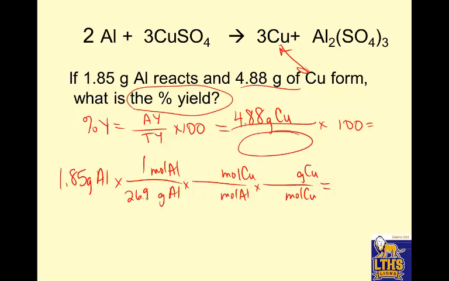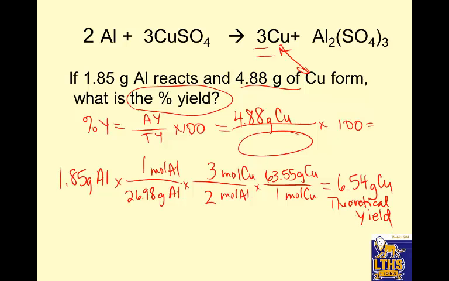1 mole, 26.98. If you said periodic table, you're right. Moles of aluminum to moles of copper holds 2 different kinds of moles. We use the coefficients, 3 and a 2. Okay, and then moles to grams, periodic table. All right, so we get 6.54 grams of copper. Now this is called a theoretical yield because we just did stoichiometry to find it. So that goes down there, 6.54 grams of copper. And then when you divide this out, you get 74.62% yield of copper.